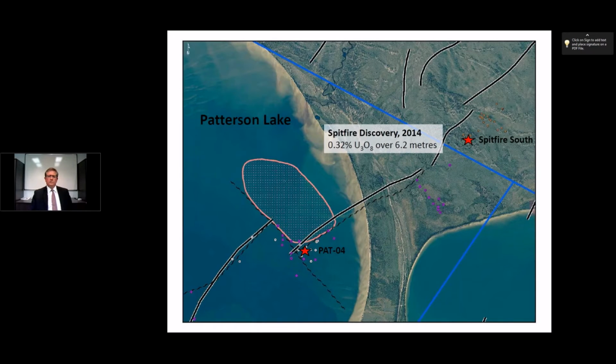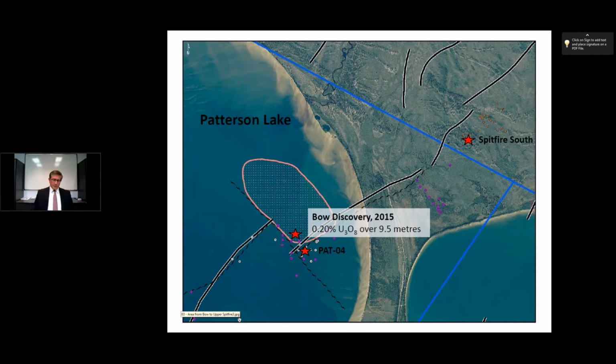In 2015, NextGen then was following up on PAT04. They made their Bow discovery. They drilled, I think, about a dozen holes down there in that area. They came up with their discovery of 0.2% over 9.5 meters.